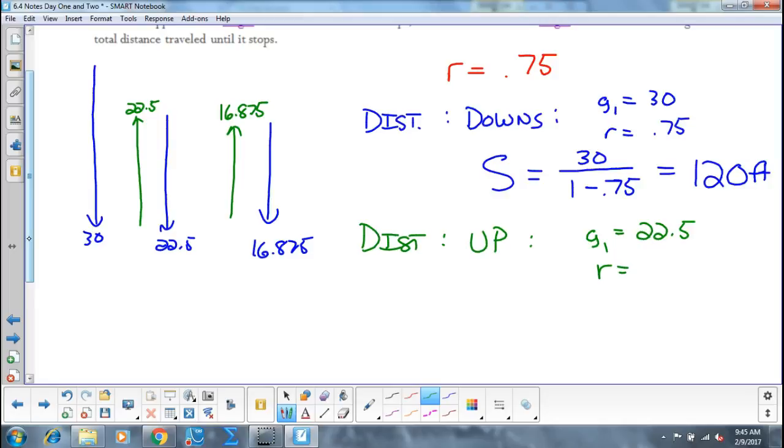Take any term and divide it by the number right before it, right? Okay, that's one way. Another way is it's the base of the exponent in sigma notation, right? Or the other way is whatever we have to multiply to get to the next one, right? So if you wrote out the scenario, you can take 16.875 and divide it by 22.5. You should get 0.75.